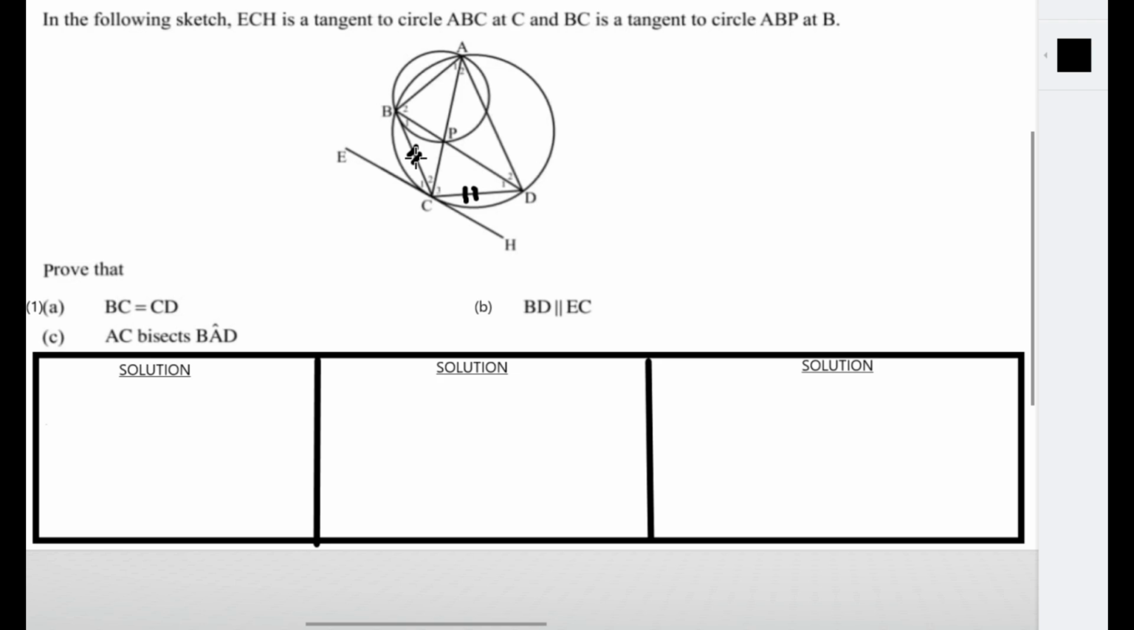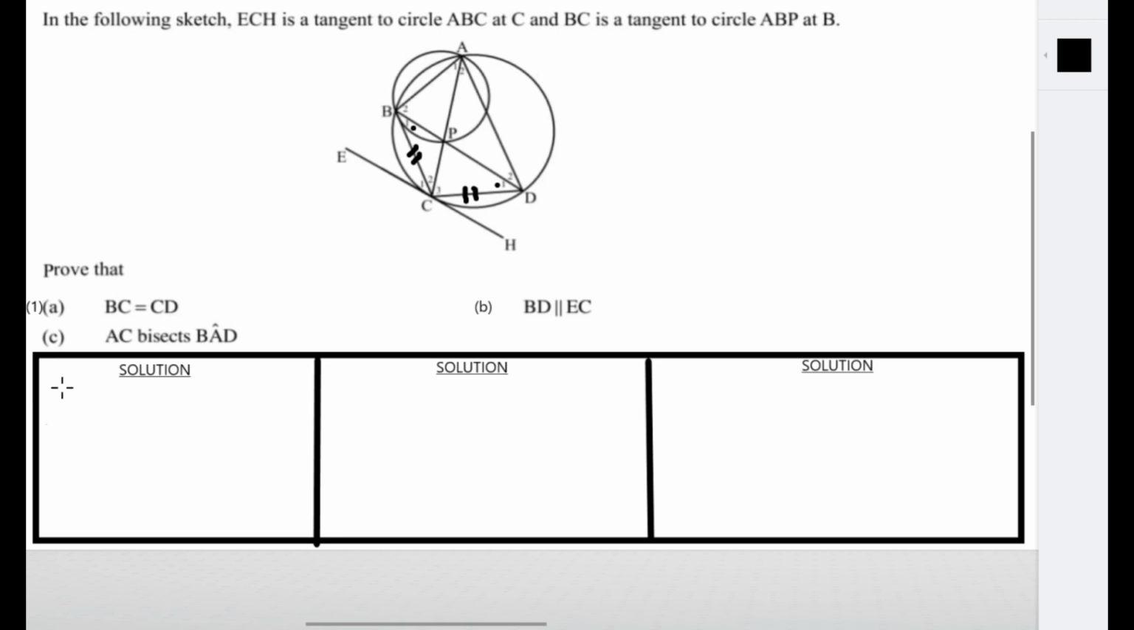Once you have indicated, it becomes clear which angles should be equal. Because if BC is equal to CD, then BCD is an isosceles triangle, and therefore angle B1 must be equal to angle D1. So that is our goal, to prove that B1 is equal to D1. Can you see that indicating is very important? You have to indicate the lines that they're talking about.